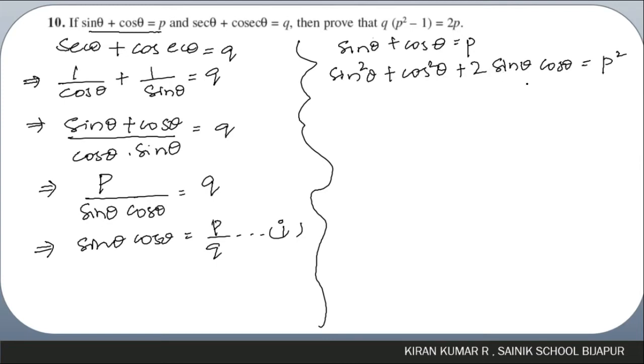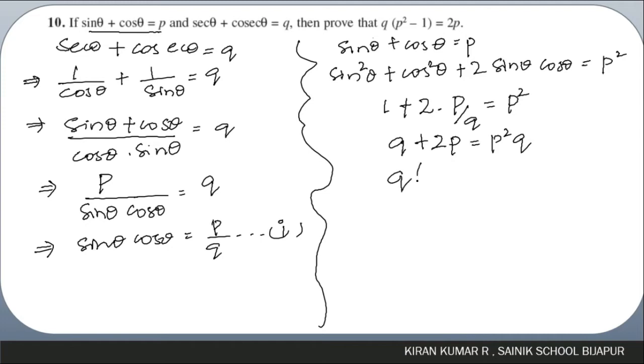I have done it basically because sine theta cos theta we have found. So sine square theta plus cos square theta value is 1, plus 2 times, I can replace sine theta cos theta with P by Q, equal to P square. Take the LCM, we get Q plus 2 times P equal to P square Q. I have cross multiplied. So Q common, I'll be getting P square minus 1, which is equal to 2 times P. I have taken Q to the other side, I have taken common. So we got the result Q times (P square minus 1) equal to 2P.